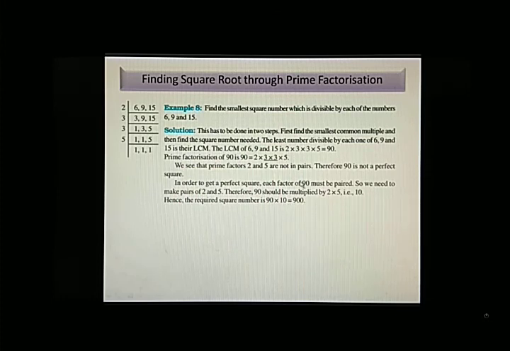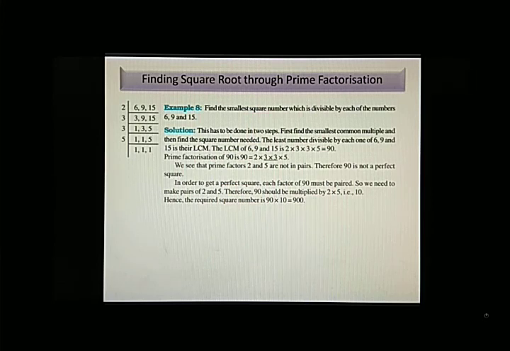So it is very simple. If you're putting 10 here, you have to put it on the left hand side also. So 90 into 10 will be 900. So this is the smallest square number that is divisible by 6, 9 and 15. You can try it out by yourself. 900 will be divisible by 6, 900 will be divisible by 9, and 900 will be divisible by 15. So this is the smallest square number. And 900 is a perfect square number, because its square root can be found.